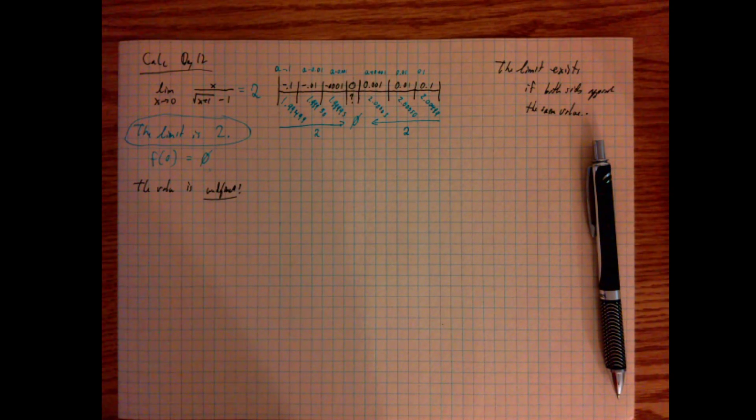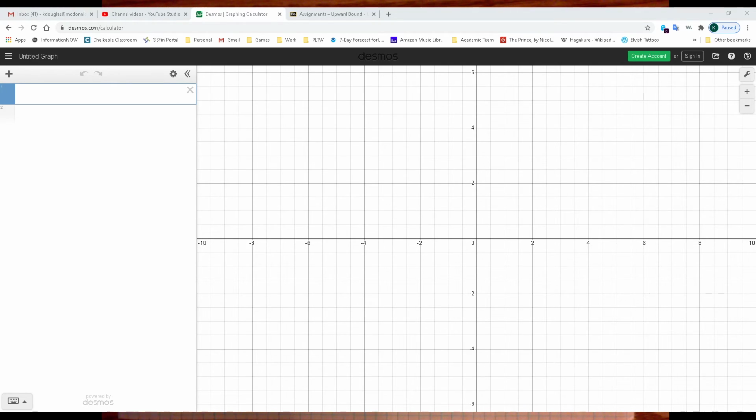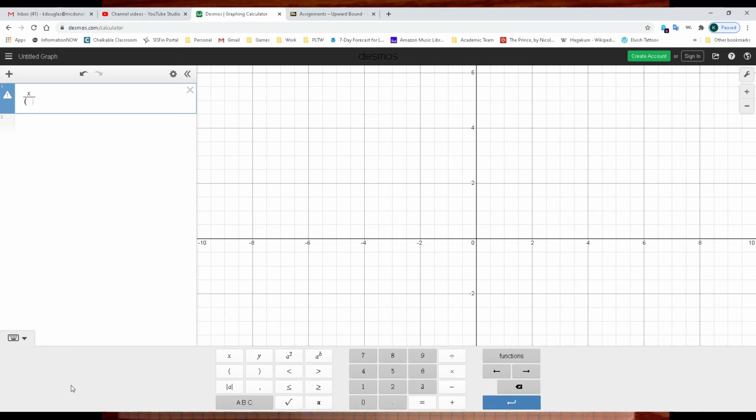So there's my graph. I'm going to need to type in that function. Now, I just type in the function, I don't type in the limit. So I would do x divided by the square root of x plus 1, minus 1. So you can see how this thing looks, right?